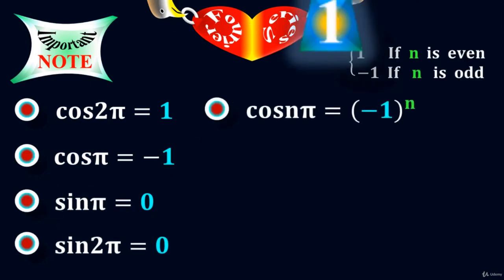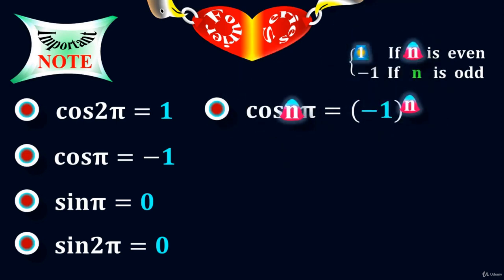Here the final value will be 1 if the value of n is even, and minus 1 if the value of n is odd. It depends on the value of n. It's very simple. If I have minus 1 in a bracket and you take its odd power like 1, 3, 5 or 7, its answer will be minus 1. But if you take its power in even form like 2, 4, 6, 8, 10, you will always get a positive value, plus 1.